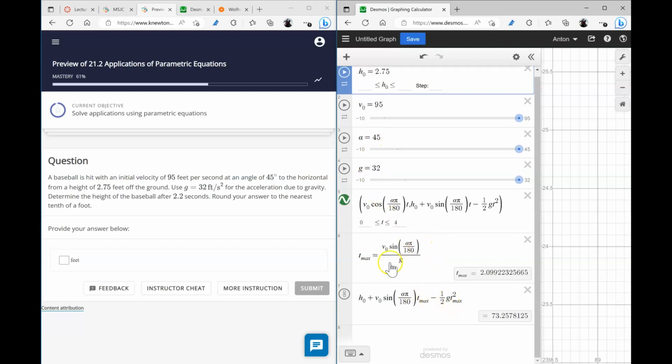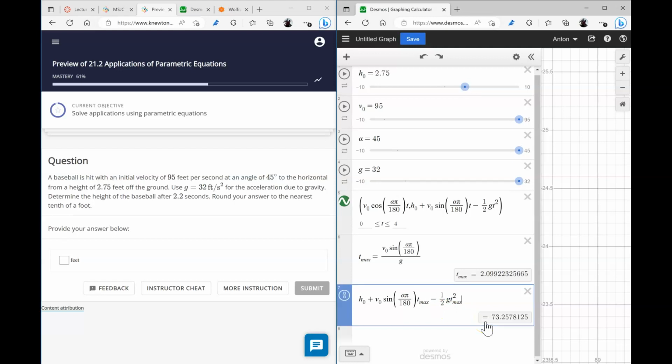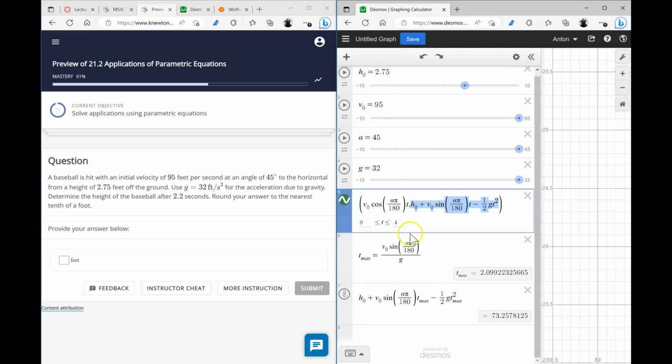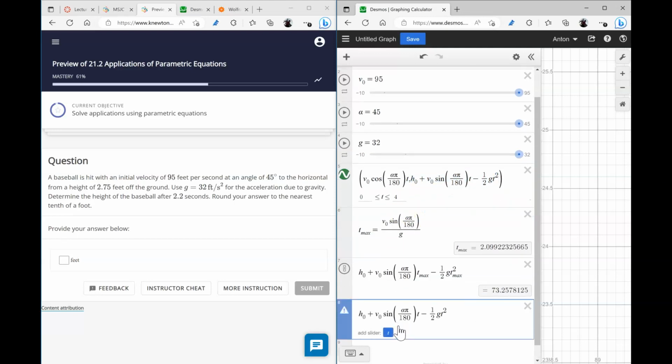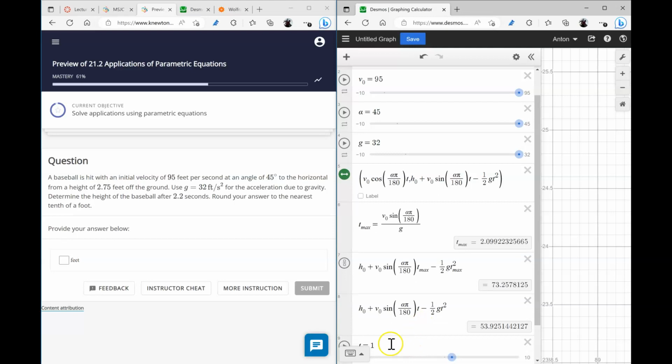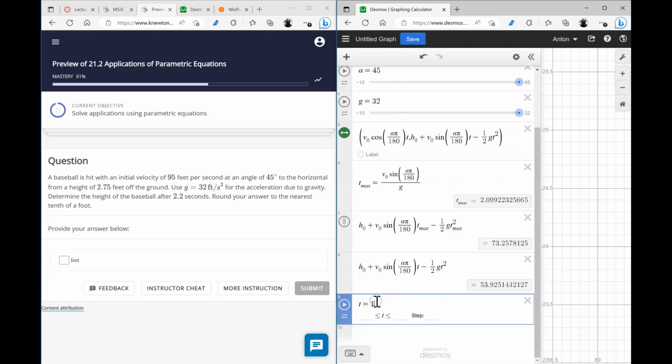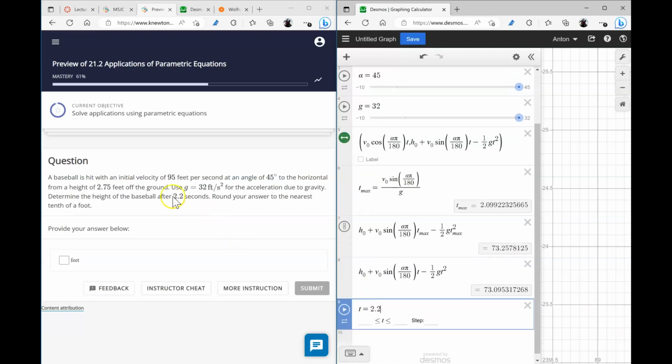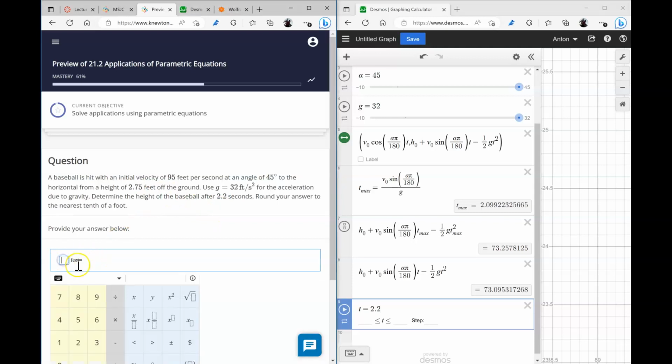So here I'm simply computing the output at 2.2 seconds. So all I need to do is let me copy this. And t is 2.2. So the answer is 73.1.